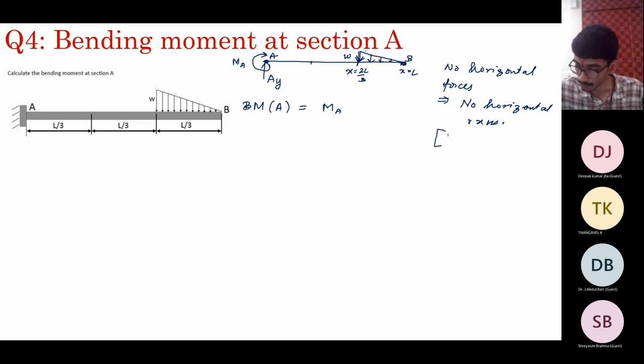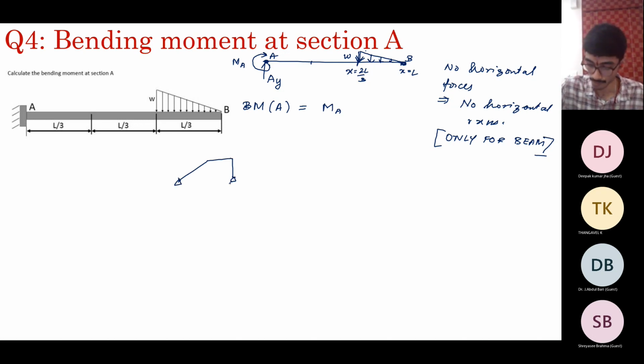And this is only for B. You cannot use it for a frame, because in a frame, horizontal reactions can be developed even if there are no horizontal forces. So be very cautious. For example, if you have a structure like this, this will definitely generate a horizontal force. But if you have a single beam which is horizontal, along a straight line, and on that line you have only vertical forces and no horizontal forces, then there will not be any horizontal reactions.